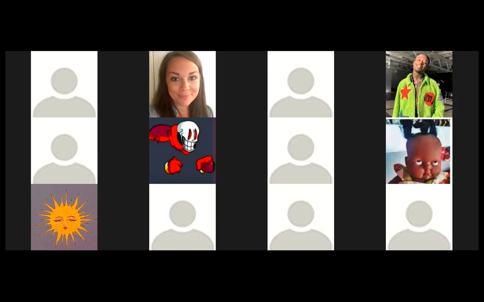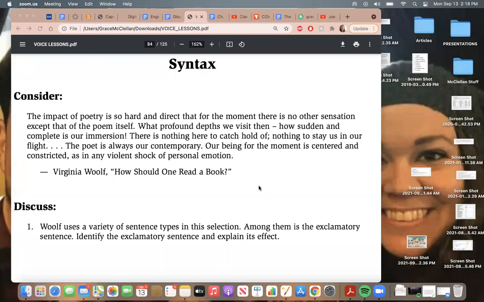So we're going to look at this paragraph real quickly. This should not take very long. I'll share my screen with you. This is a passage from Virginia Woolf, How Should One Read a Book? I haven't ever read it, but I feel like you can tell what it's about from the title. Virginia Woolf is a very famous writer from the 20s and teens.